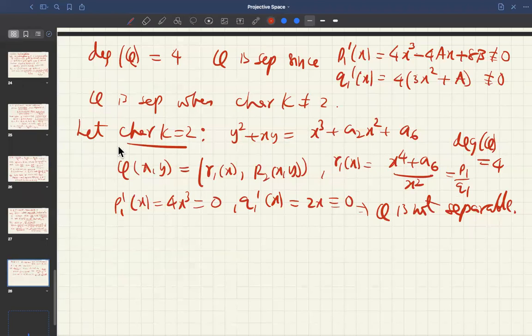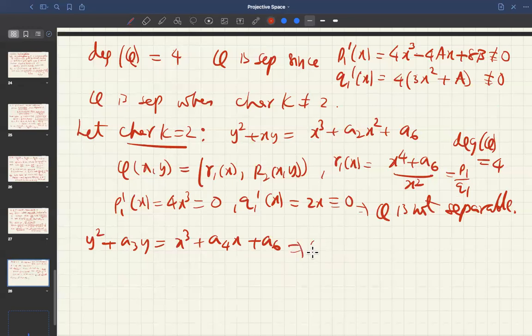Now in characteristic 2, we have two forms. One form is y square plus a3y equals x cube plus a4x plus a6. So in characteristic 2, the Weierstrass form is either this form or the other form.